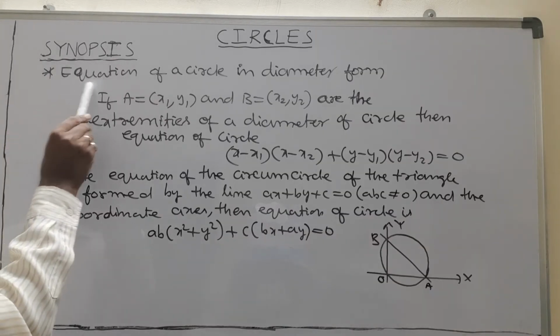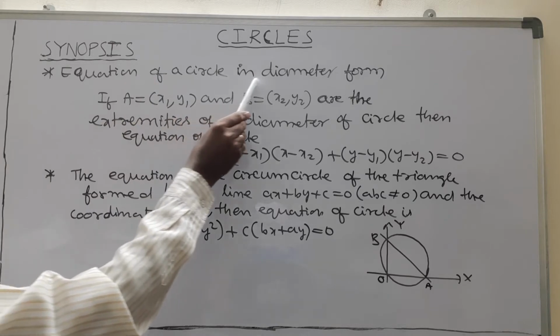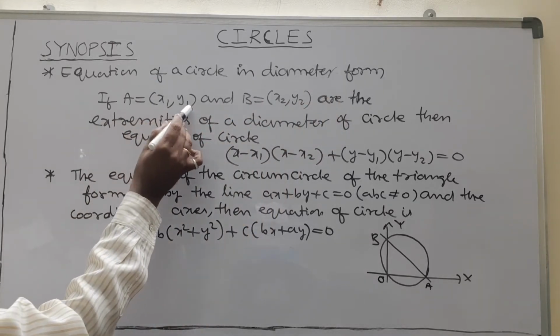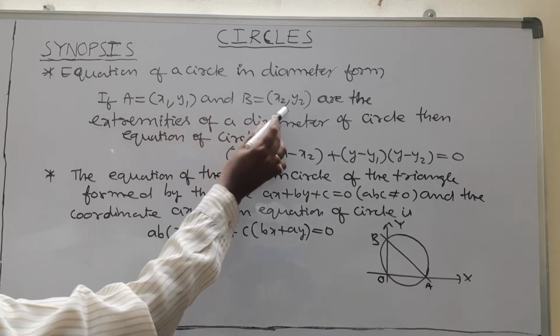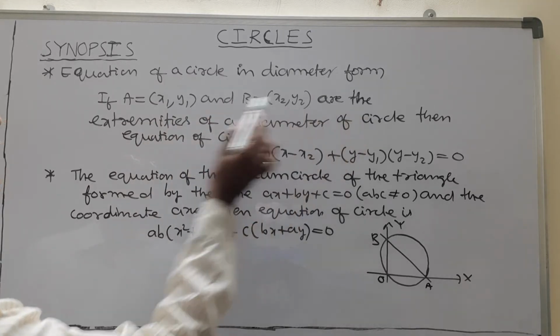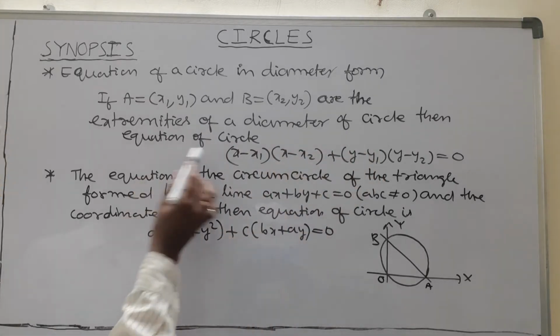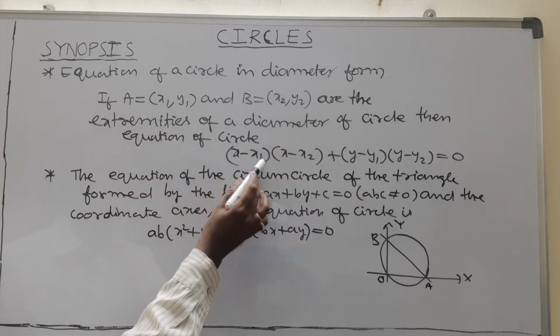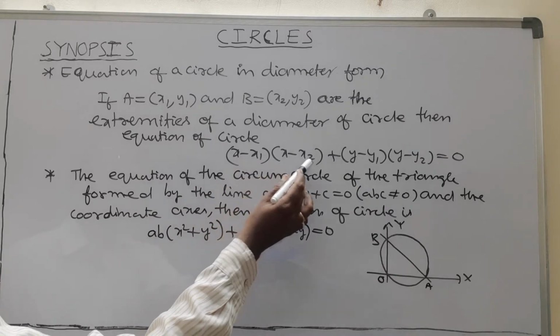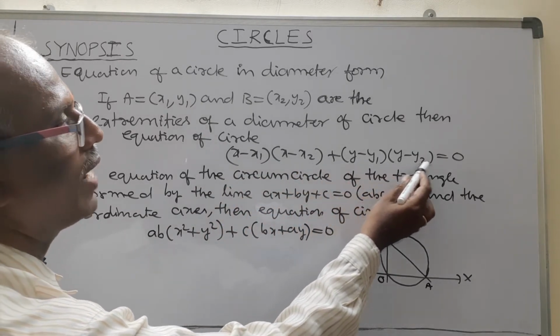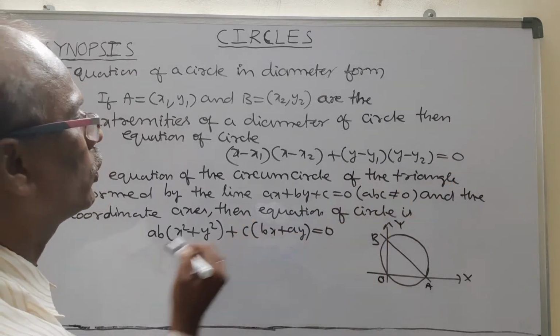Next, the equation of a circle in diameter form. If A equals (x1, y1) and B equals (x2, y2) are the extremities of a diameter of the circle, then the equation of the circle is (x minus x1)(x minus x2) plus (y minus y1)(y minus y2) equals 0.